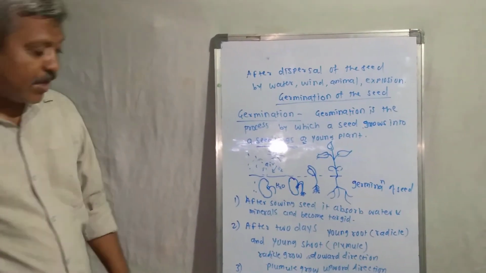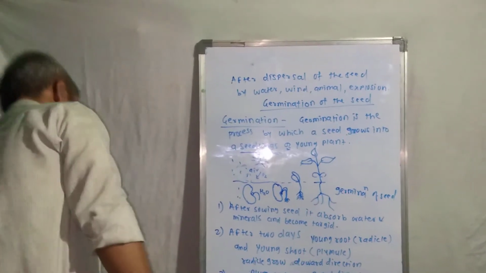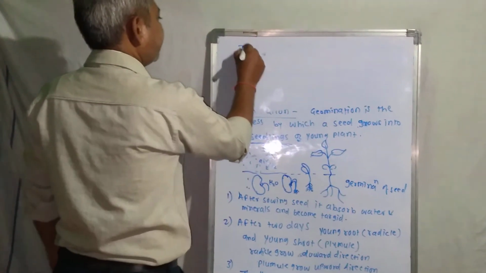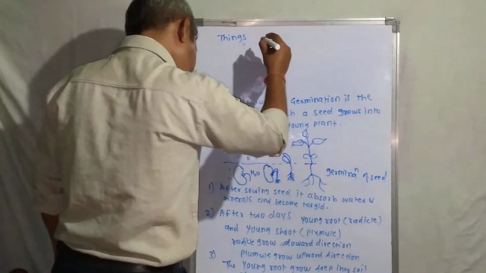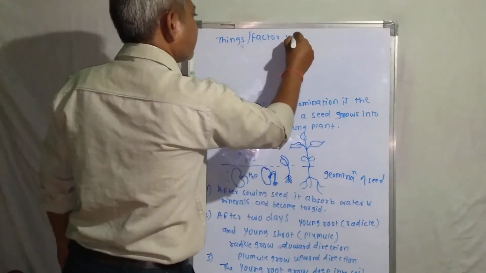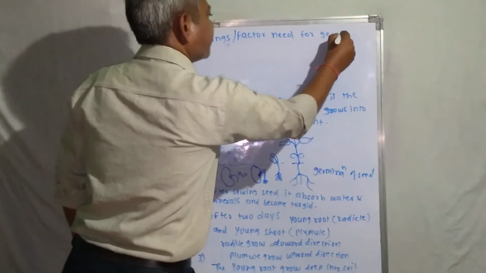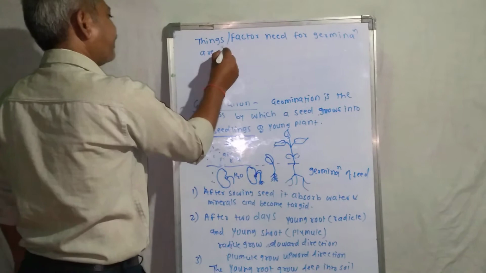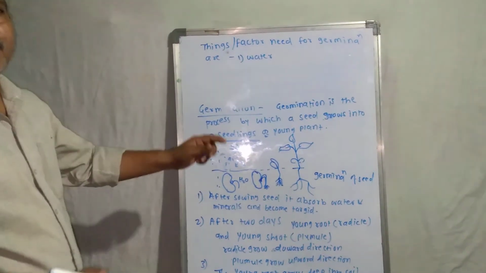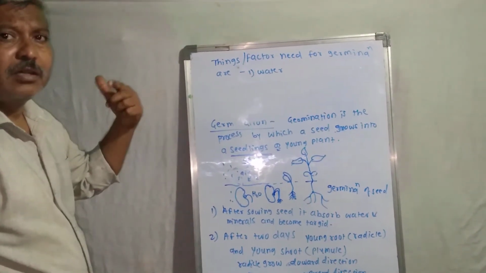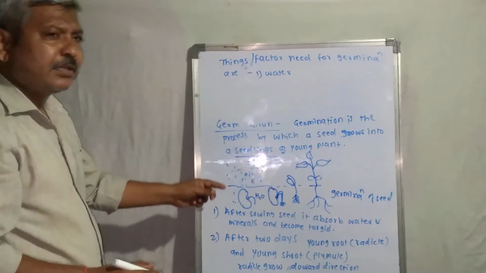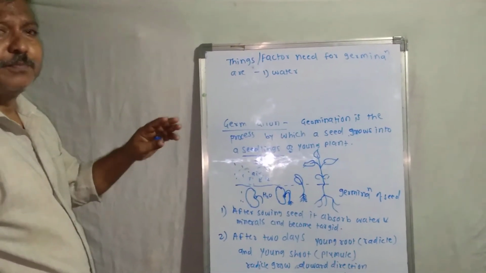And what is required for germination? Things or factors needed for germination are, number one, water. The plant needs a sufficient amount of water, not less or more water. If there is no water, then the seed does not absorb it and sprout out.